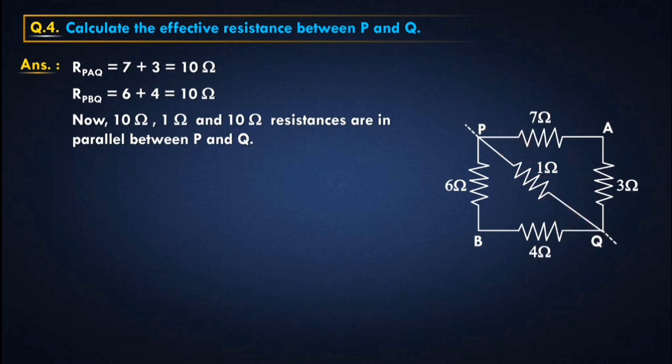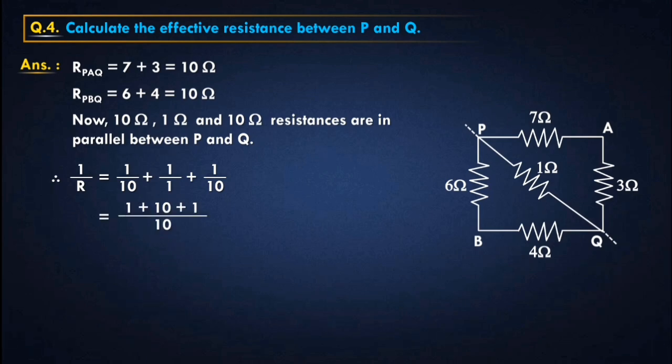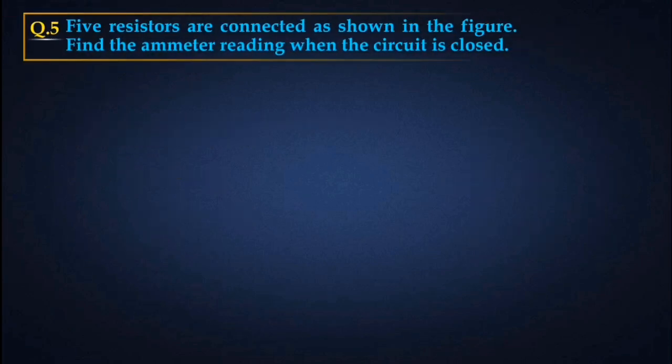So we can use the effective resistance in parallel formula, that is 1 upon R equal to, now we can put the value of R1, R2 and R3, that is 1 by 10 plus 1 by 1 plus 1 by 10. Now by calculating it, we will get R equal to 5 by 6 ohm. So 5 by 6 ohm is the effective resistance between P and Q. Am I clear guys?